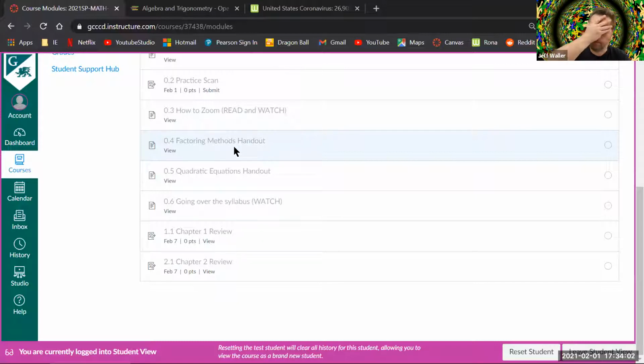It's something I'm going to assume you have a decent grasp of from algebra. We will review it, but I'm not going to reteach it. So this is a decent handout. This is what I give my students when I first teach them factoring. Quadratic equations handout, if you want it.